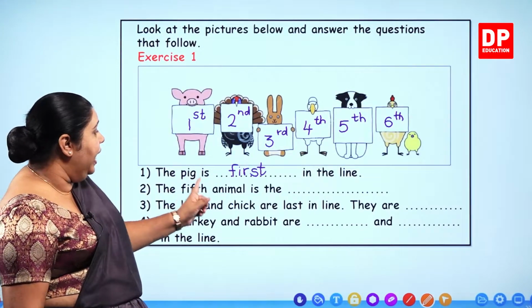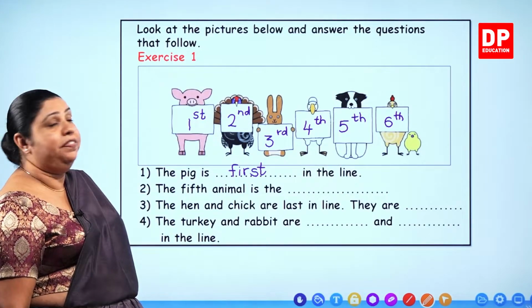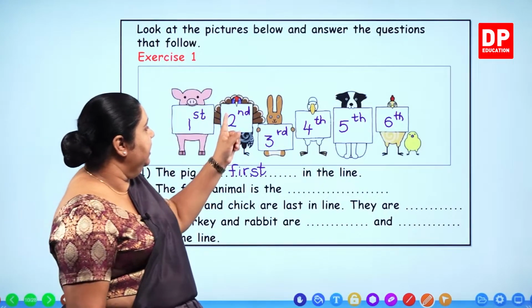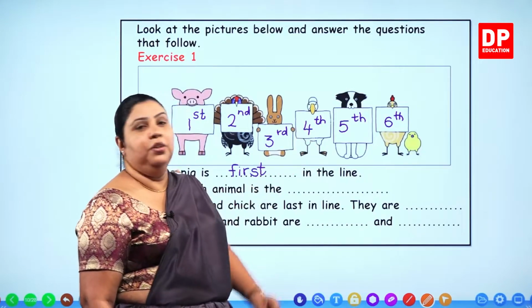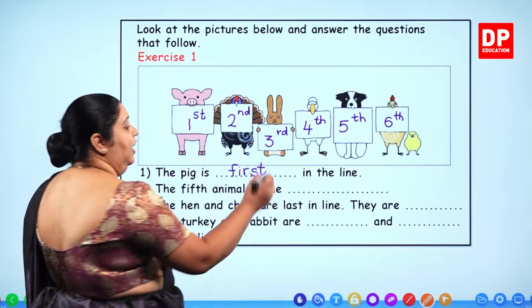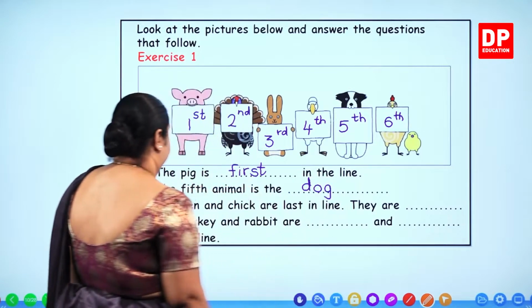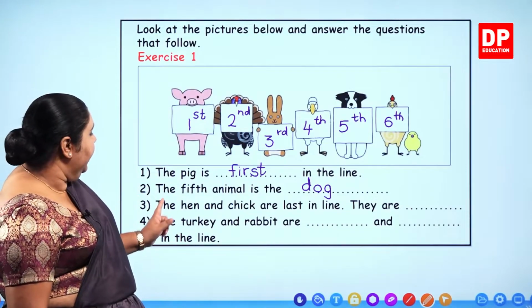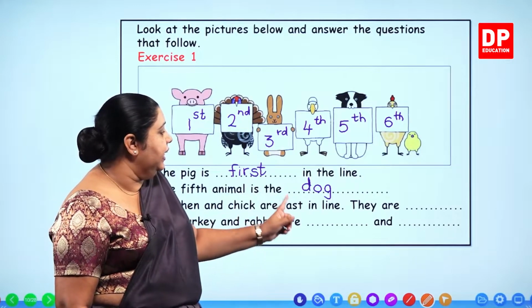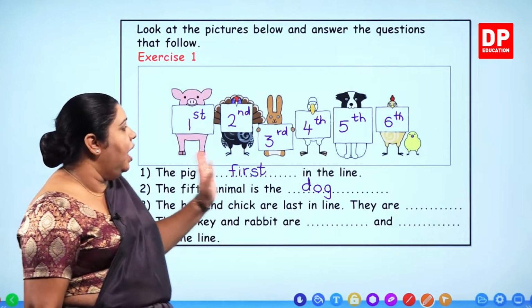The fifth animal is the... now let's take a look at the fifth animal. Who is our fifth animal? First, second, third, fourth, fifth. Oh, that is the dog. The fifth animal is the dog. Right. Next one. The hen and chick are last in line.